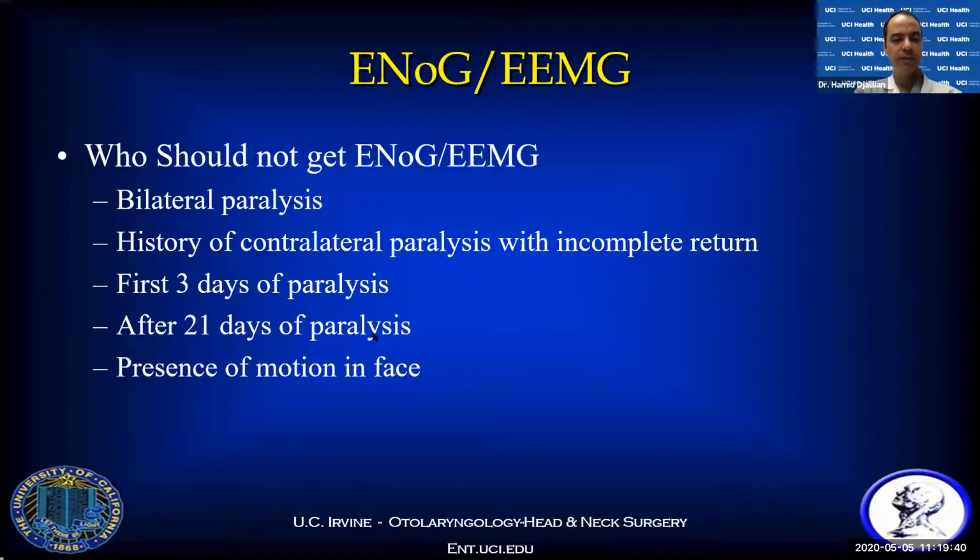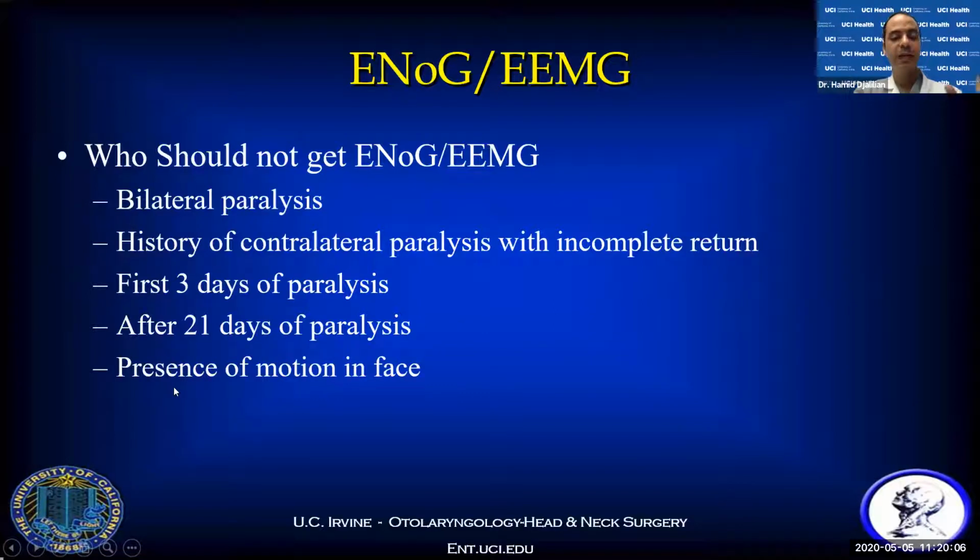The first 3 days, as I mentioned, there is no point in doing it, because you're going to get good function in the first 3 days because you have not developed Wallerian degeneration. So it's going to look like the nerve's intact when the nerve could be easily cut. And after 21 days, could it be done? Yes, it could be done. Has it been found to be useful for prognostication? No, and so it's useless to do it at that point.